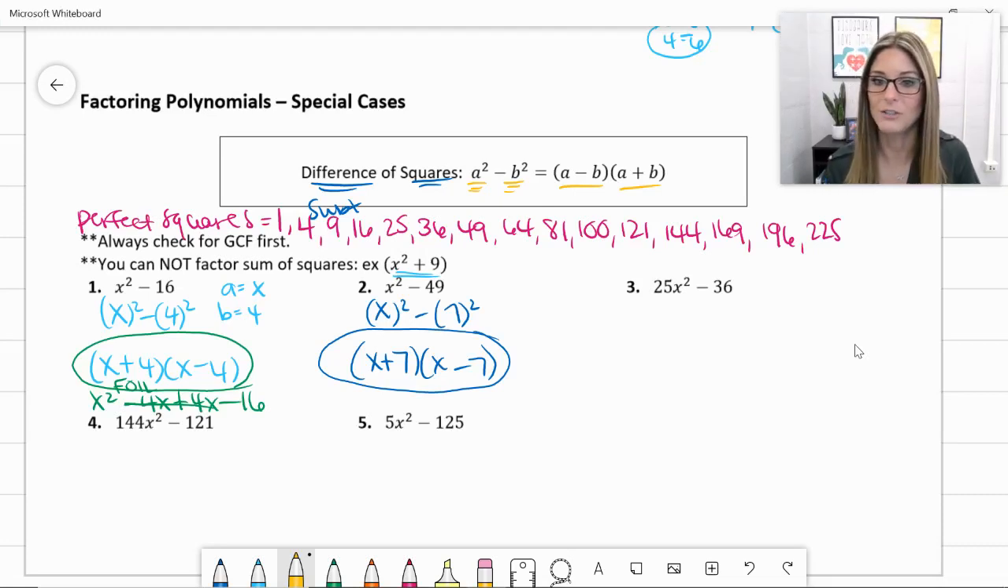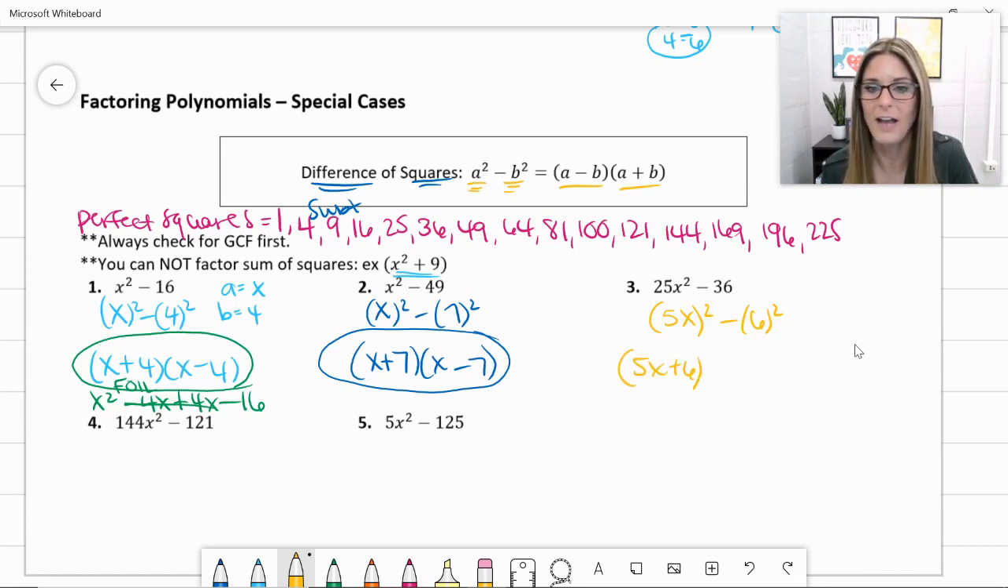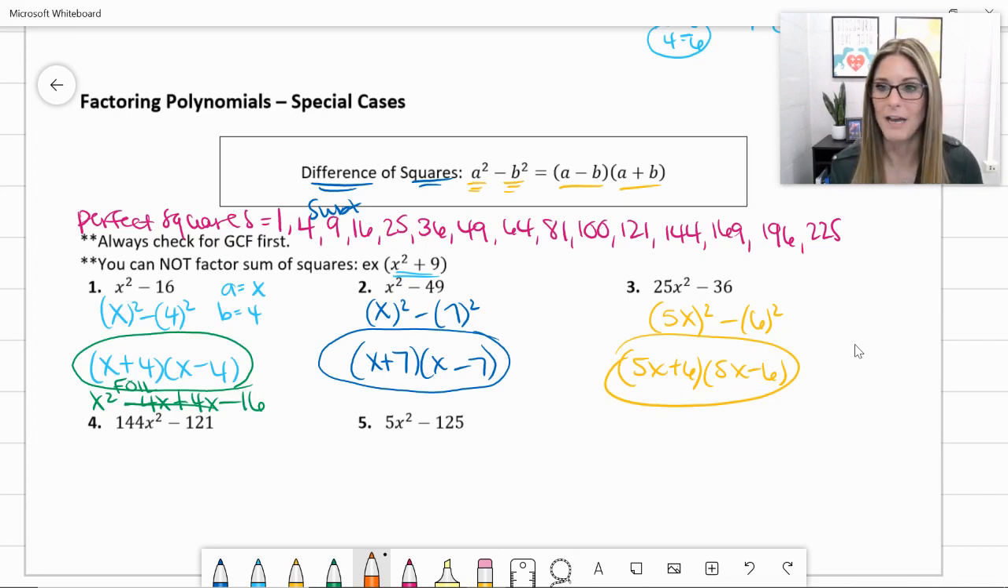Number 3, 25x squared minus 36. We've got perfect squares here. 25 is a perfect square. X has been squared, and therefore is a perfect square. And we have 36, a perfect square. So what has happened here? The square root of 25 is 5. The square root of x squared is an x. So 5x was squared minus the square root of 36 is 6. So 6 was squared. There's our A value and our B value being squared in a subtraction problem here. So my factored form, 5x plus 6, 5x minus 6. Done. And of course, you can FOIL and check those to see if you get back the original problem.